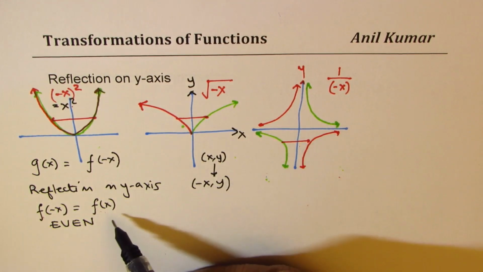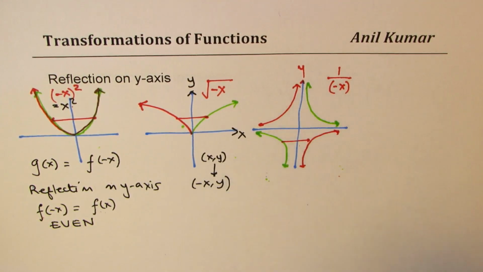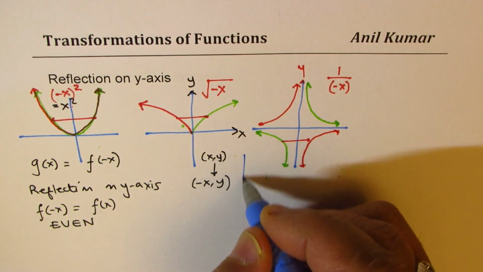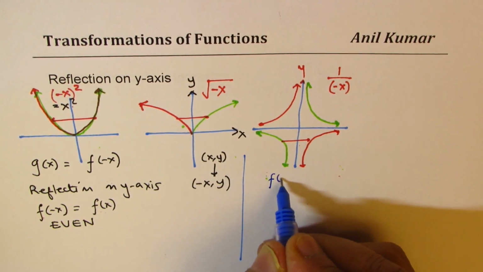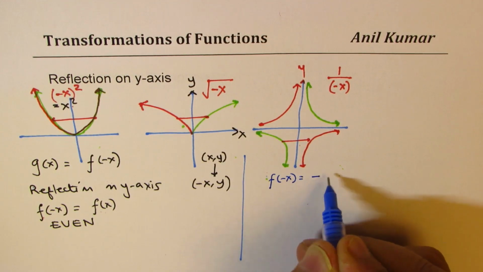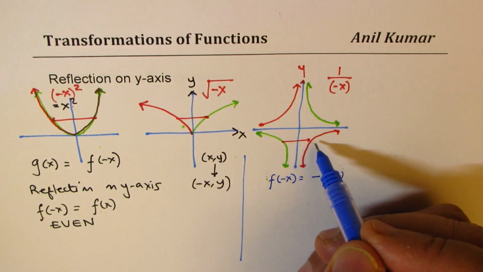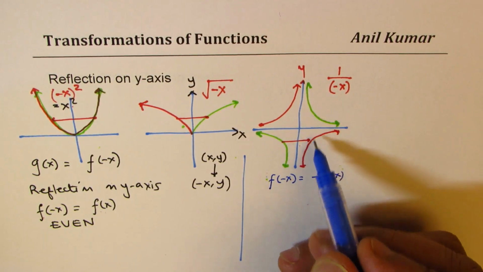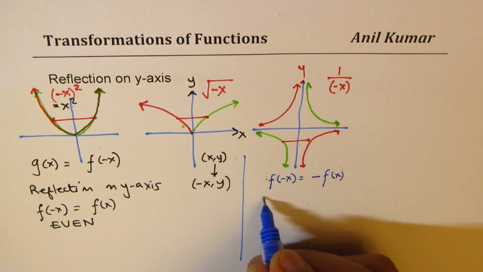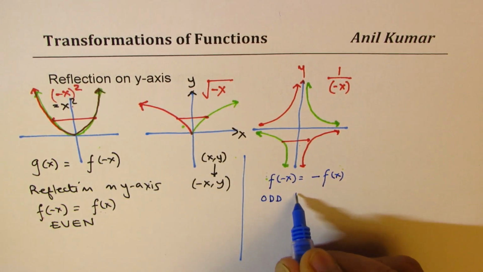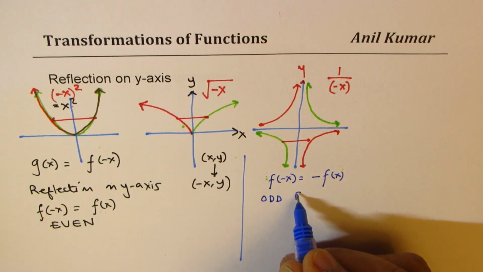Now, getting back to this definition here, in the case of a reciprocal function, we see that f of minus x is equal to minus of f of x. This is the same as minus of f of x. So reflection on the x-axis is the same as reflection on the y-axis. These kinds of functions are called odd functions. Odd symmetry.